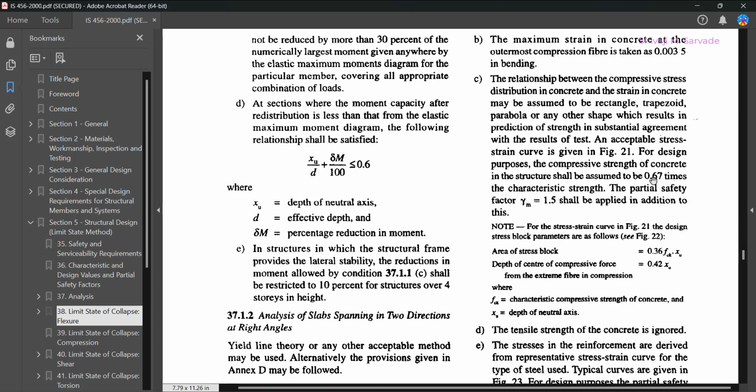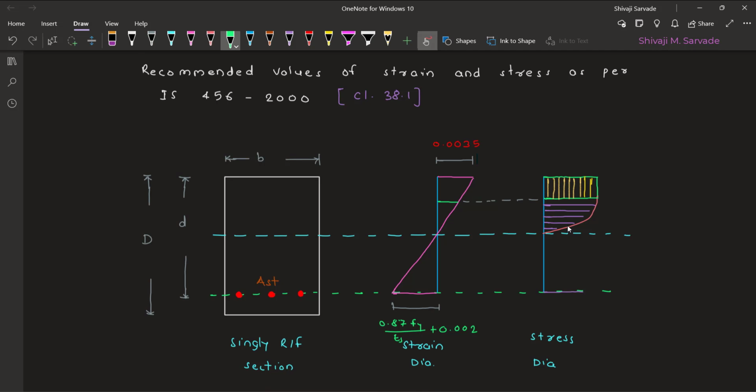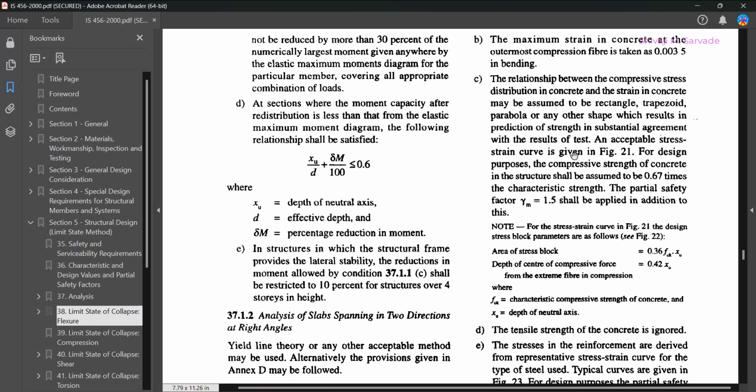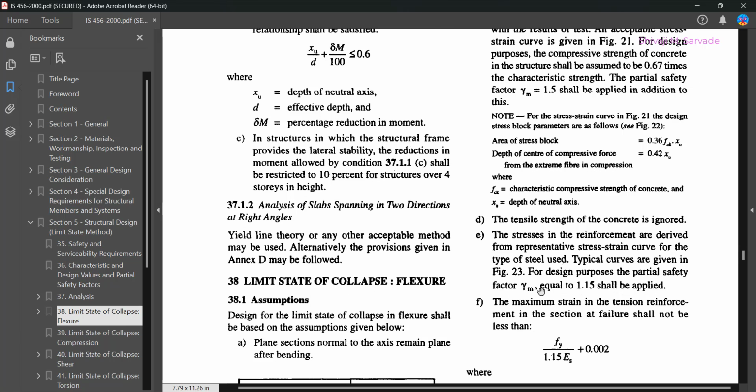So 0.446 fck, where fck is the characteristic strength. So as per the codal recommendation, it is 0.67 times the characteristic strength, and further divided by 1.5, which is the factor of safety, that comes out to be 0.446. Okay, so if I go back, in the stress diagram I can now write that my stress value, this is the maximum stress value, comes out to be 0.446 fck.